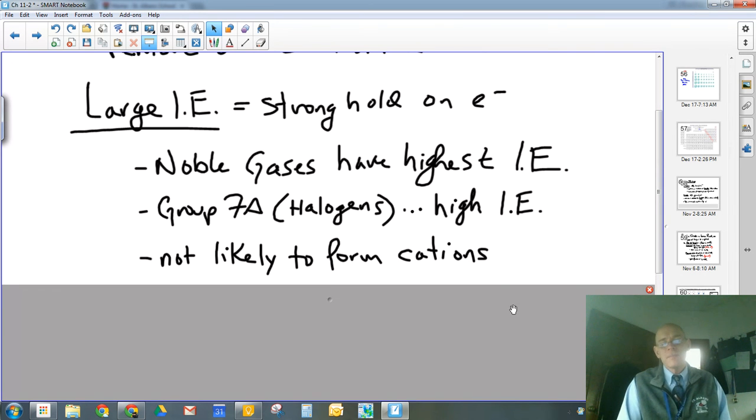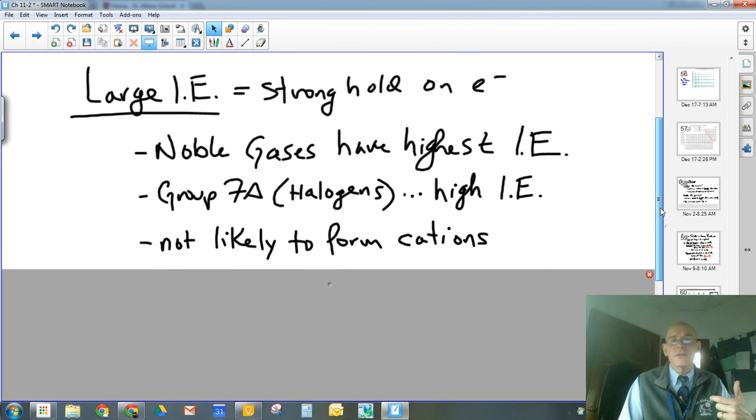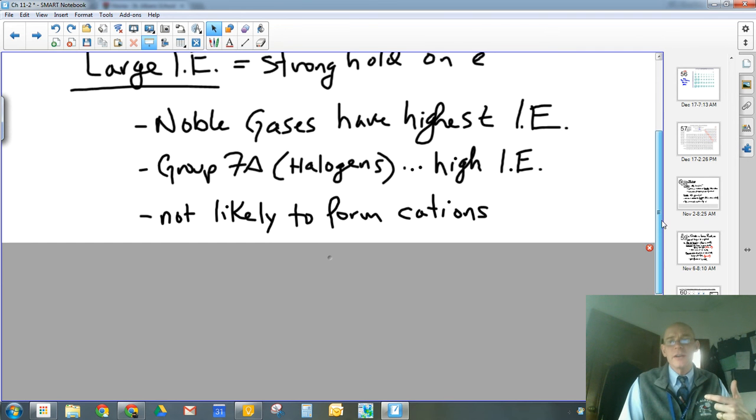These are the things that aren't likely to form cations. They don't give up electrons easily. In fact, quite the opposite. They much more strongly prefer to take in electrons. So they have large ionization energies.